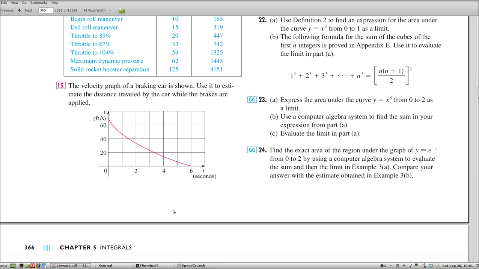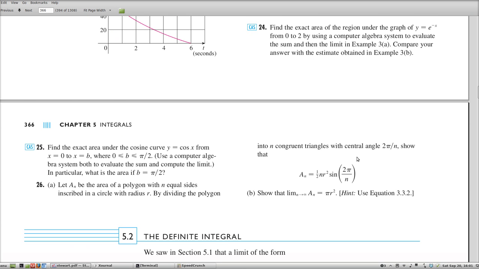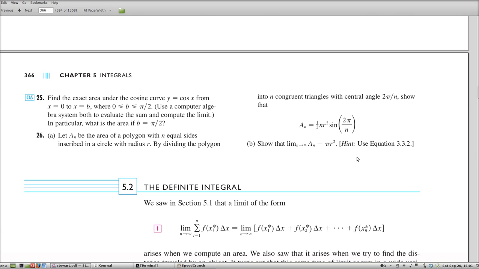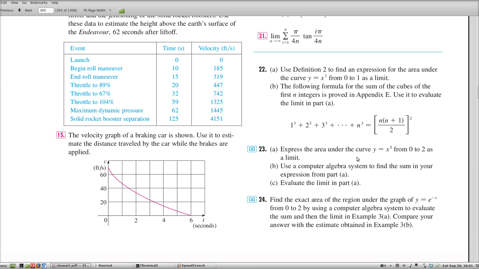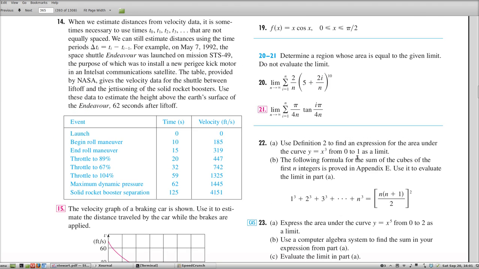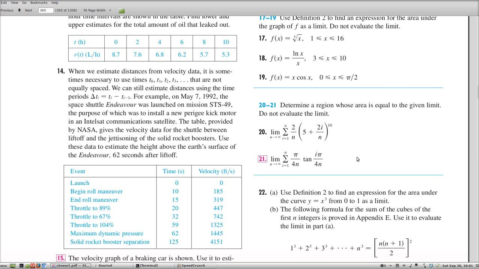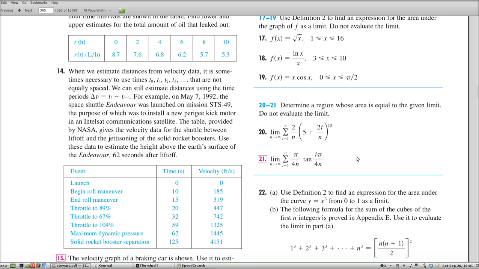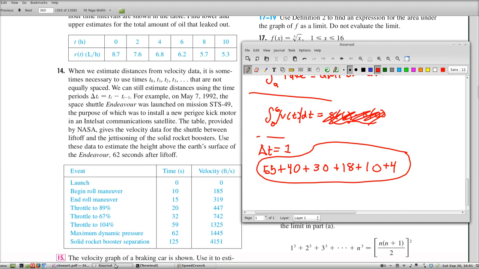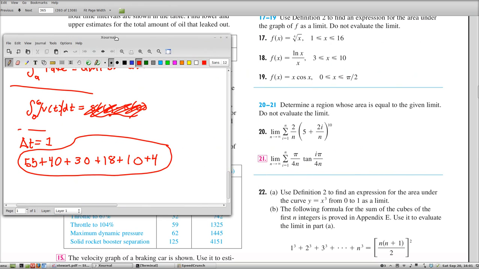So let's do maybe one or two more from this section. Actually, you know what? I guess I'm kind of bored of this section. What about number 20 and 21? These are good questions. Determine a region whose area is equal to the given limit. Can you do that? Let's do number 20.